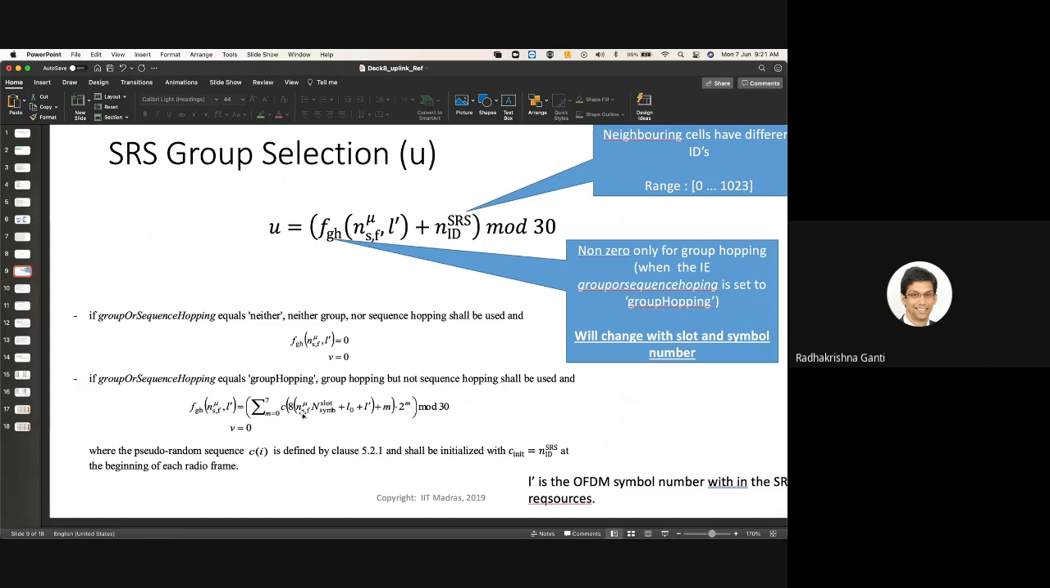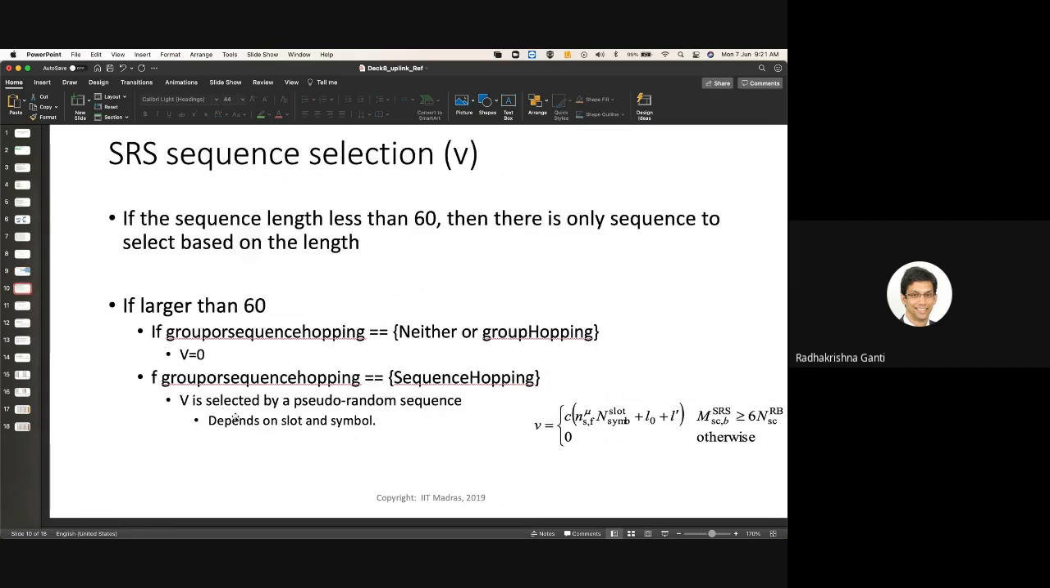Okay, so we can try this out, sir. I will show you this. Maybe I'll give you this as a homework problem, you can compute this. But for now, think of this as changing every slot and symbol number. And then there's the sequence number selection.